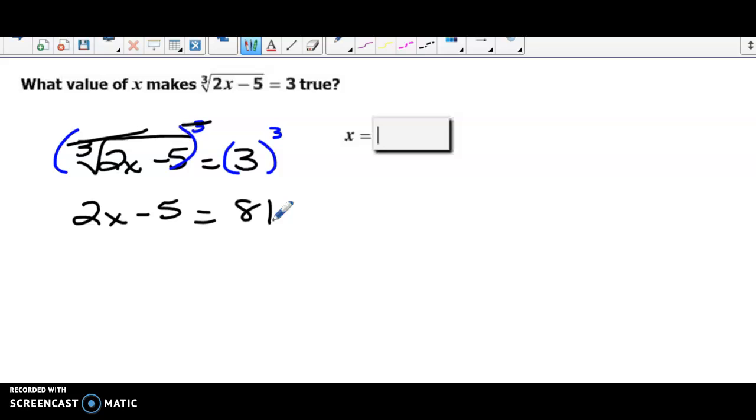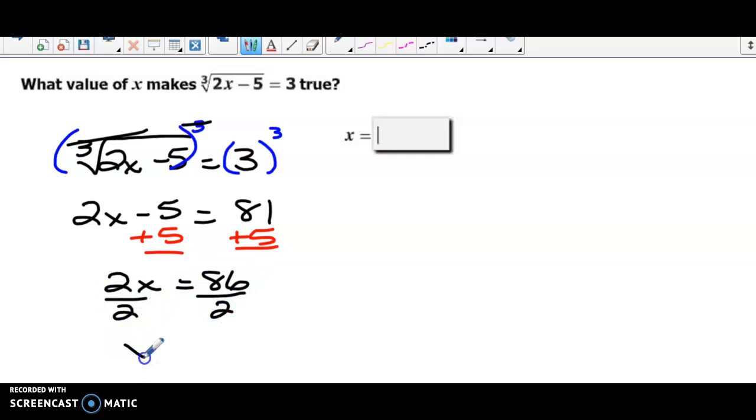If you don't know that, plug it into Desmos. Then we're going to add 5 to both sides. And we're going to get 2x is equal to 86. Then we're going to divide by 2. So we get x is equal to 43. So we're thinking here that our answer should be 43.